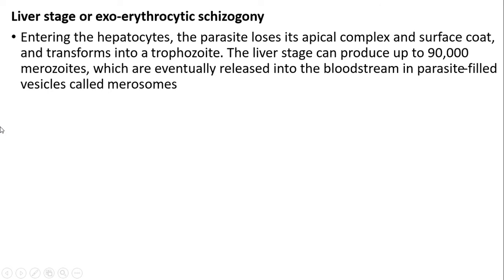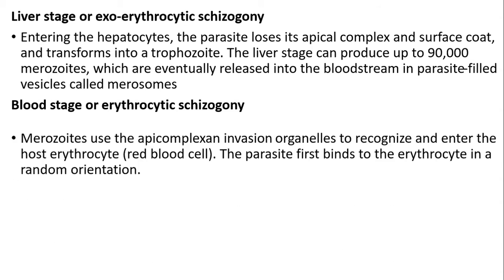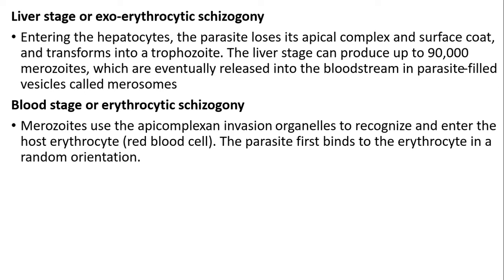Liver stage or exoerythrocytic stage. Upon entering the hepatocytes, the parasite loses its apical complex and surface coat and transforms to a trophozoite. The liver stage can produce up to thousands of merozoites, which are eventually released into the bloodstream in parasite-filled vesicles called merosomes. Blood stage or erythrocytic stage: merozoites then use apical complex invasion organelles to recognize and enter the host erythrocyte, or red blood cell.